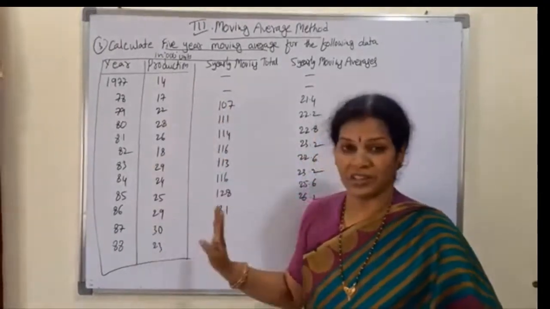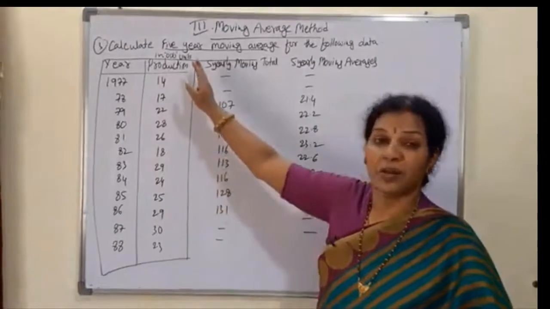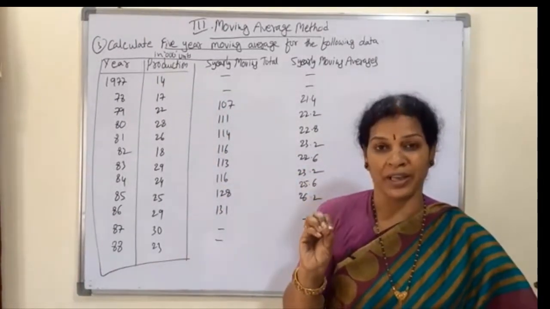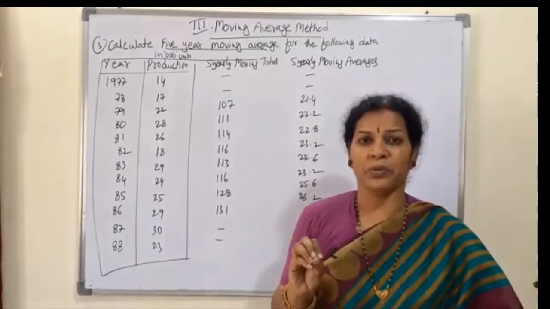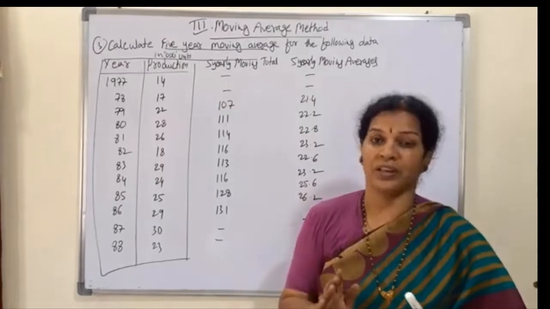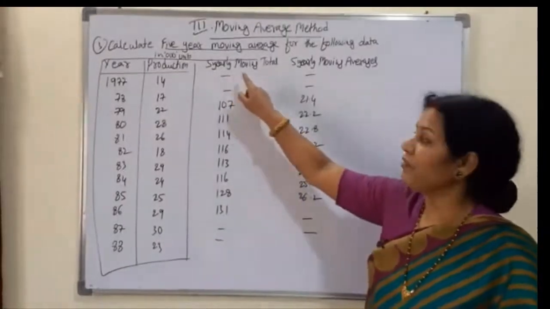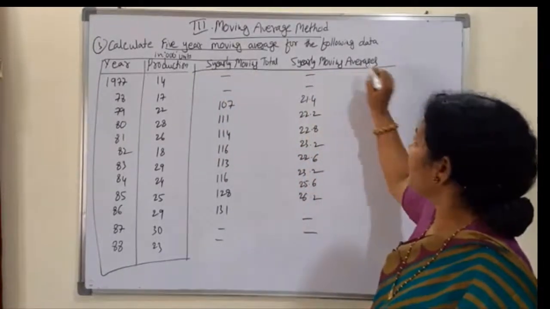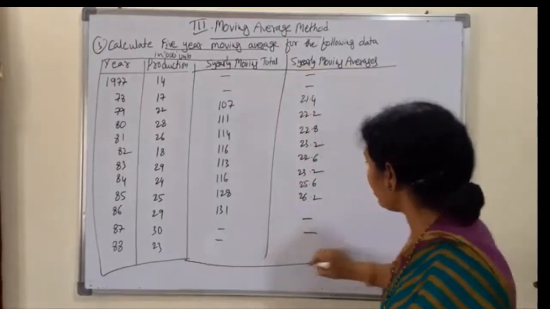The data covers so many years, and production is in 1000 units. We have to calculate 5-year moving average. For that, what we have to do is first total 5 years like that. So this is what I have done, 5-year moving total, then after that 5-year moving average.